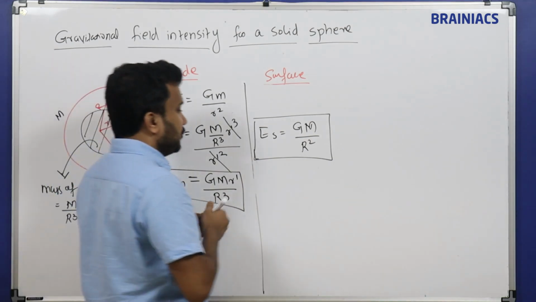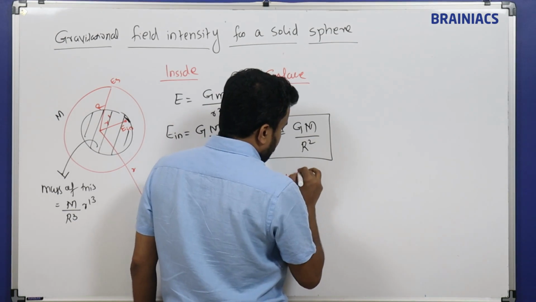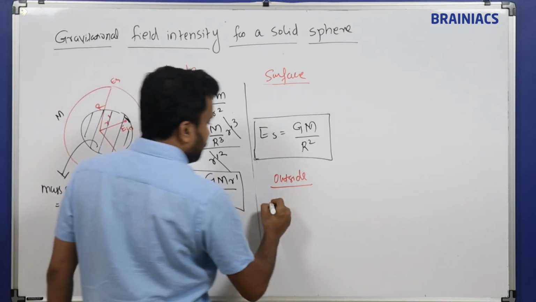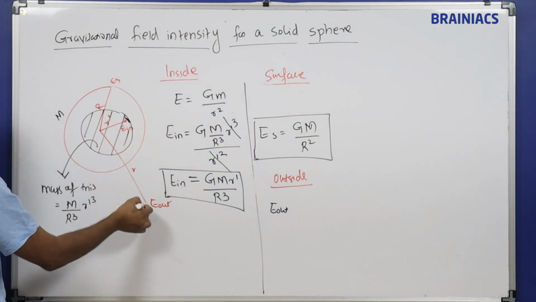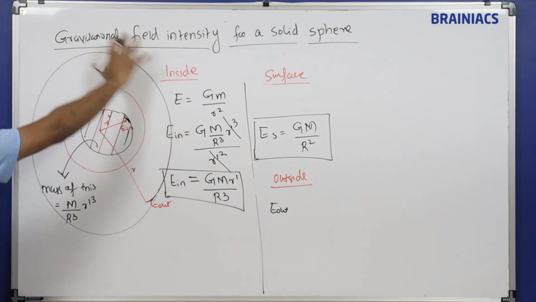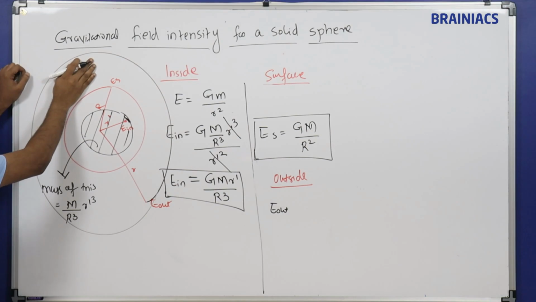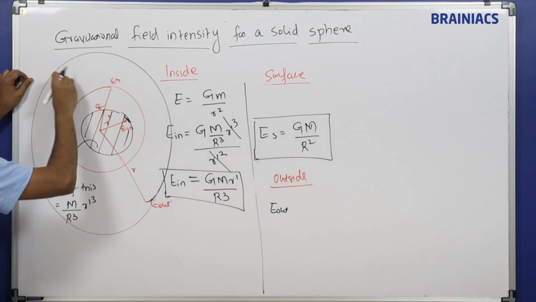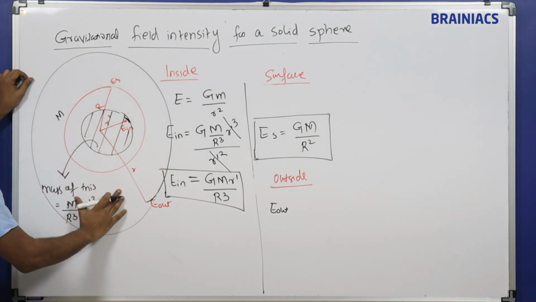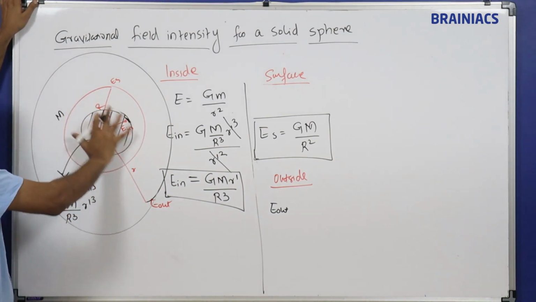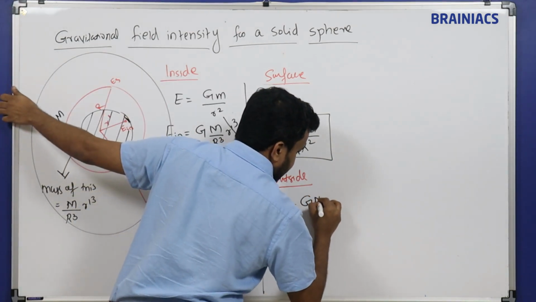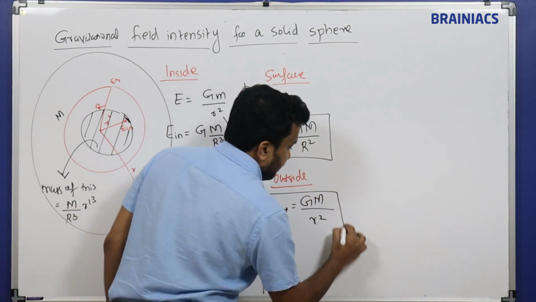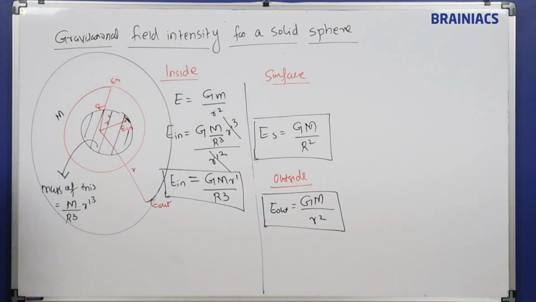What is the next part? It's the outside position. So gravitational field intensity for a sphere at an outside point. Outside means we are considering this sphere as a whole. Here it is empty, nothing, no gas, vacuum area. Here it is a fully solid medium. So what is the mass of this one? Mass is again M, divided by the distance from the center to this point, r. So E out equals Gm divided by small r square.